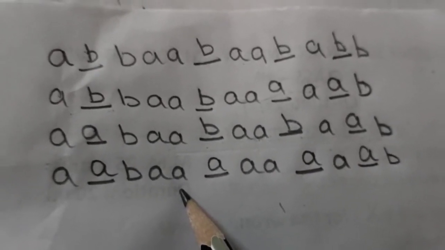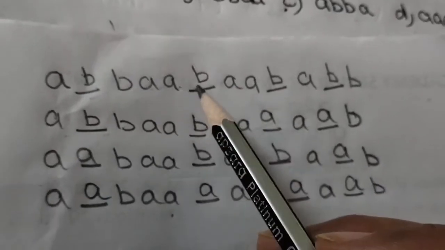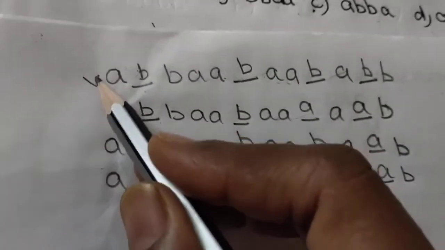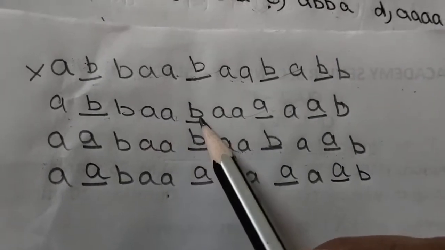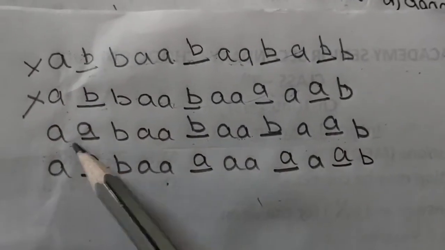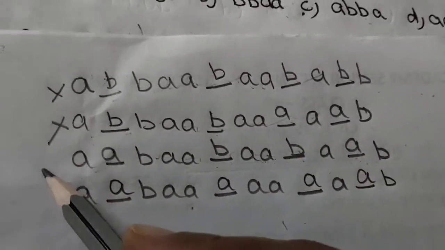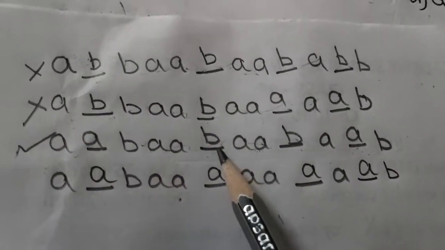Now see carefully. Here is A, 2 times B, 2 times A, then 1 time B, then 2 times A, then no sequence is formed. So this is not the answer. Then A, 2 times B, 2 times A, then 1 time B, 2 times A. Here is 1 time B only. No. 2 times A, 1 time B, 2 times A, 1 time B, 2 times A, 1 time B. Yes. This is the correct answer because in every part we are getting 2 times A and 1 time B.